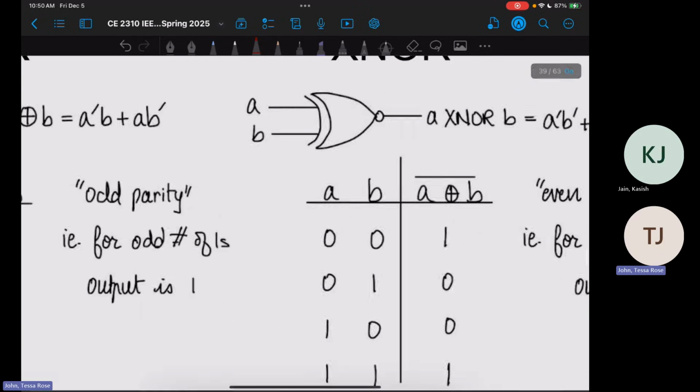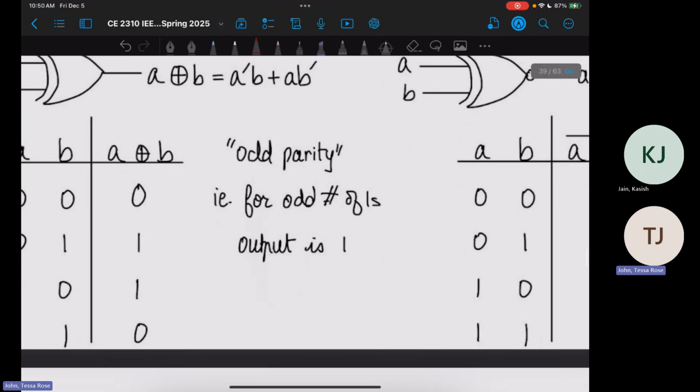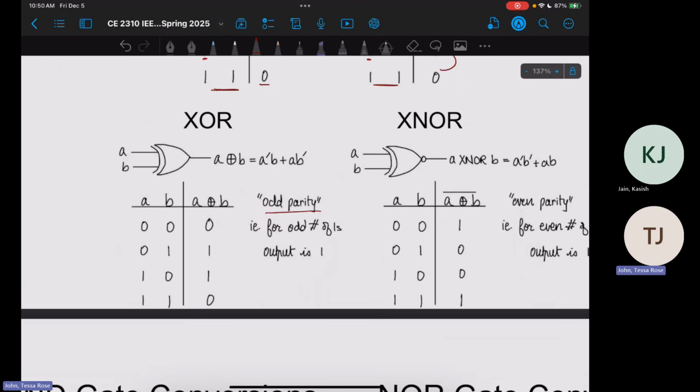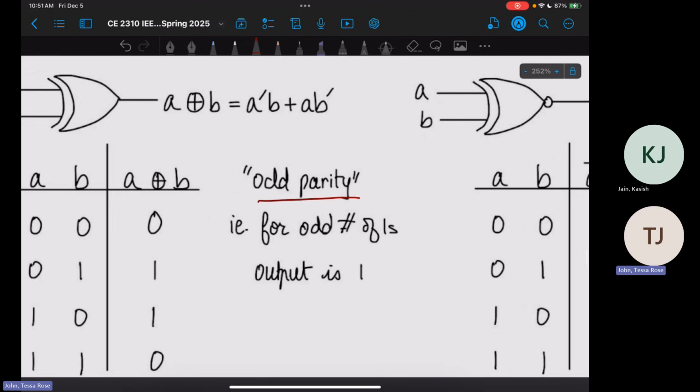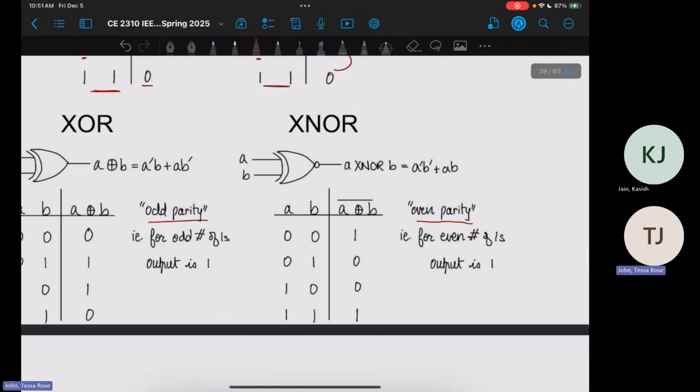Yeah. So there's odd parity and even parity. That's a good way to memorize it too. XOR is odd parity: if there is an odd number of ones in the inputs, the output is 1. And XNOR is even parity: if there is an even number of ones, the output is 1.